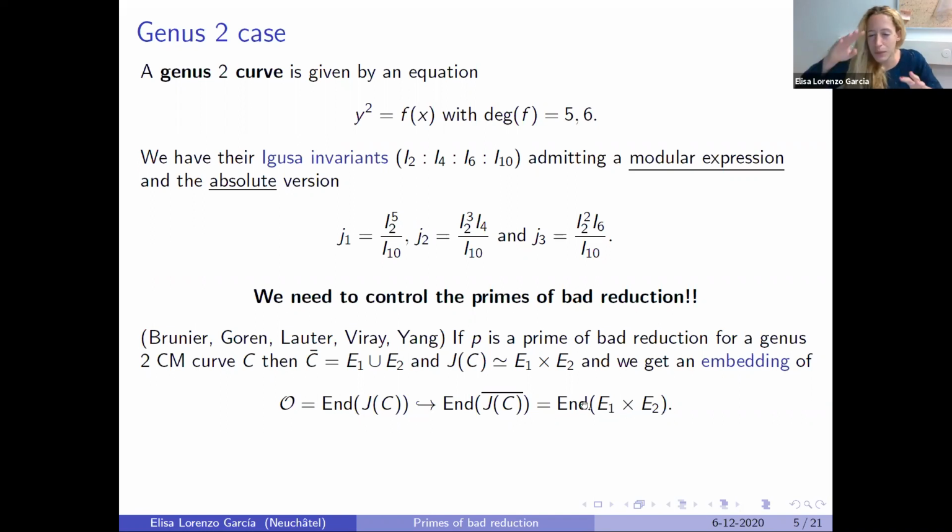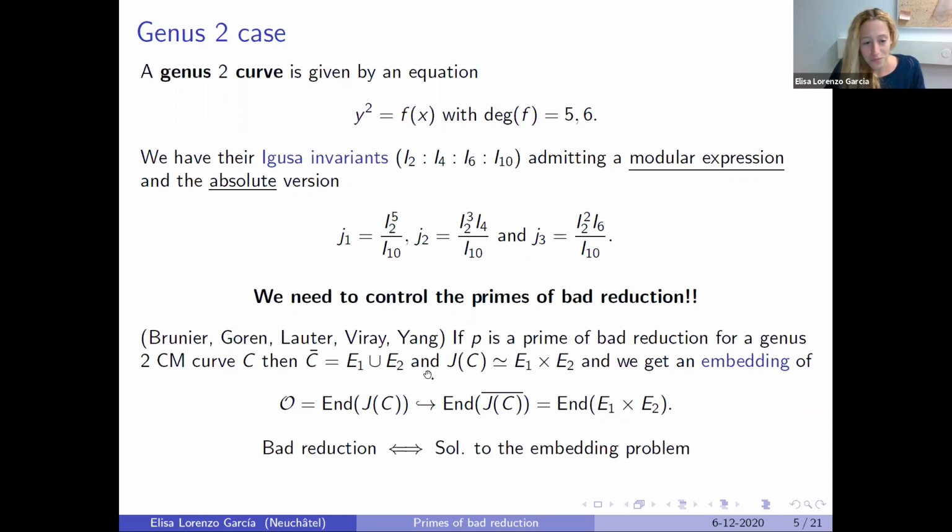This is going to look a little bit like matrices with entries in the endomorphism ring of the elliptic curves. So what they do is that they manage to give a formula for the number of embeddings that you have here, and then relate this with the primes that appear here in the denominator and the exponents. As I said, not trivial at all. So yeah, they prove that you have bad reduction, so a prime in the discriminant, if and only if you have a solution to the embedding problem.